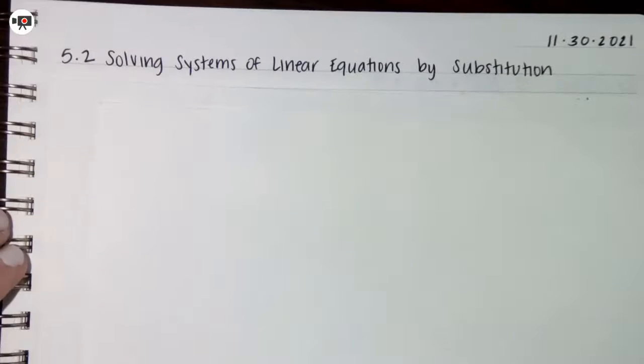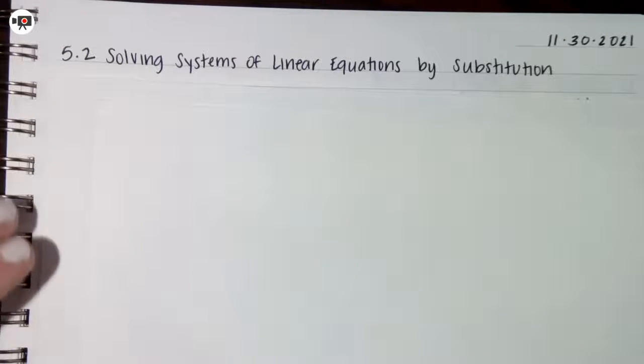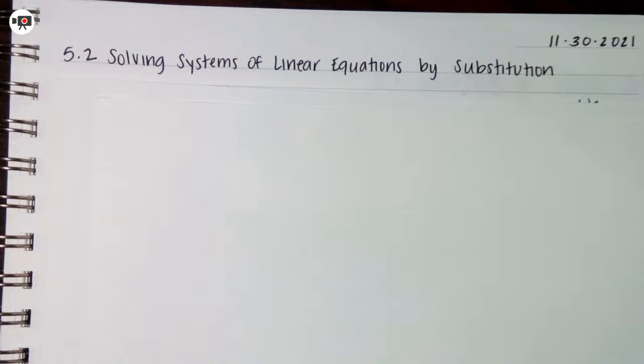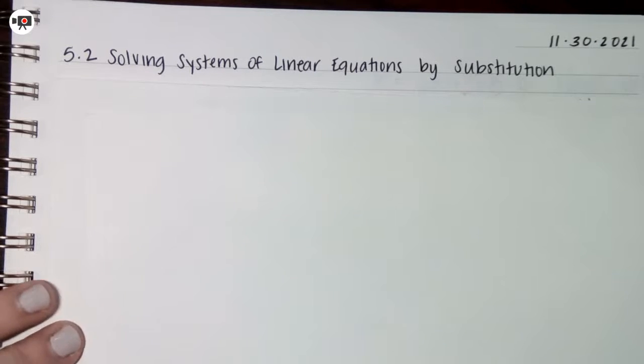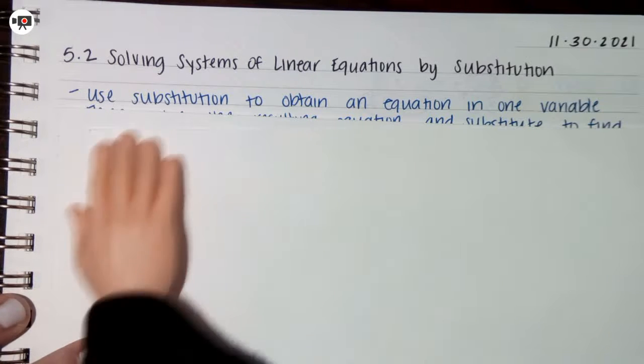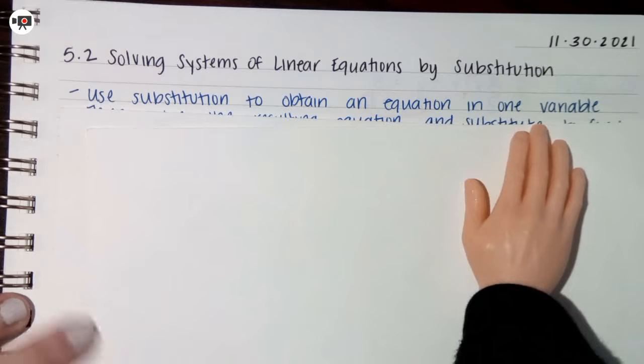This is 5.2, solving systems of linear equations by substitution. Before, we solved systems of linear equations by graphing. Today, we're not looking at graphs to figure out where they intersect. We are substituting one into the other. So, we use substitution to obtain an equation in one variable.